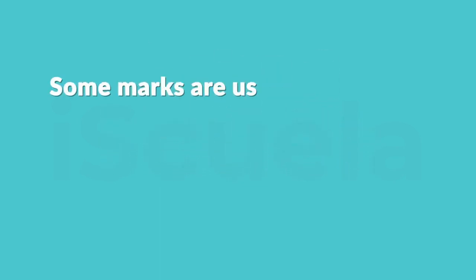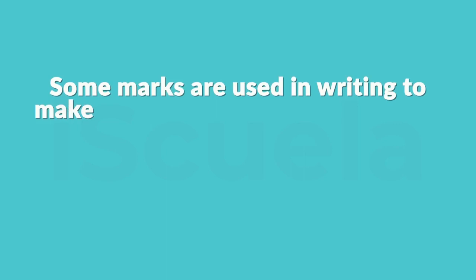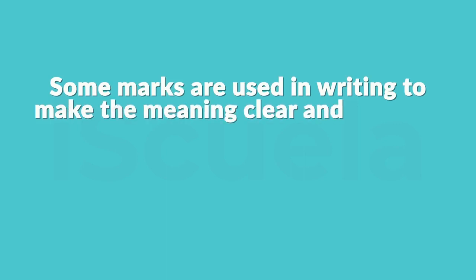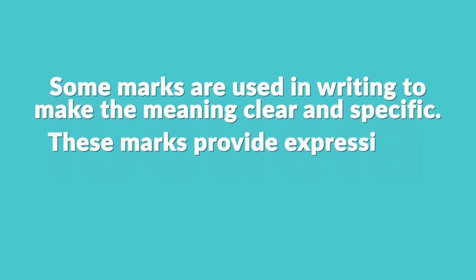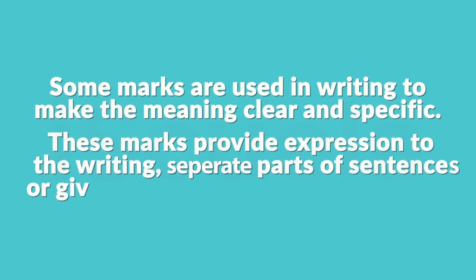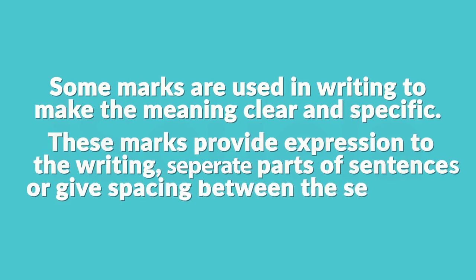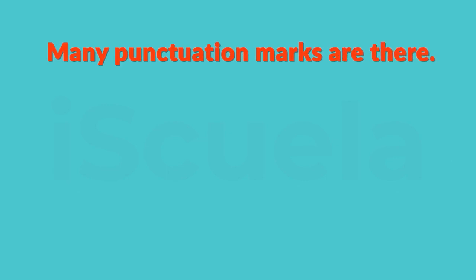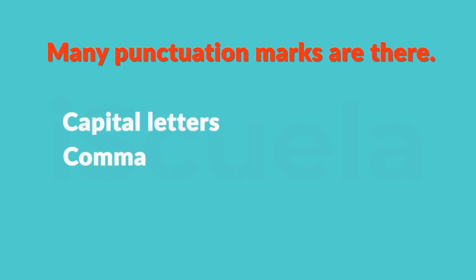Some marks are used in writing to make the meaning clear and specific. These marks provide expression to the writing, separate parts of sentences, or give spacing between the sentences. Many punctuation marks are there such as capital letters, comma, question mark, etc.